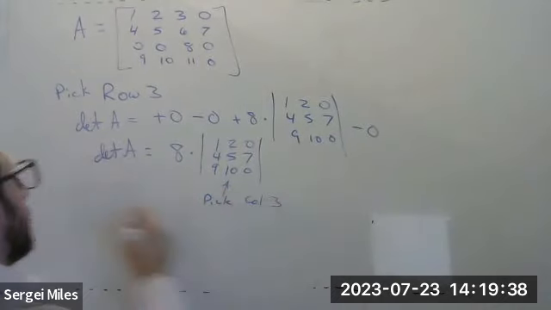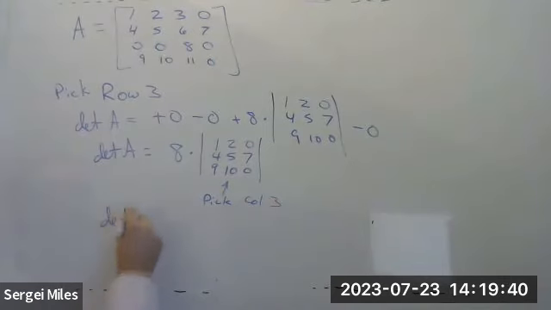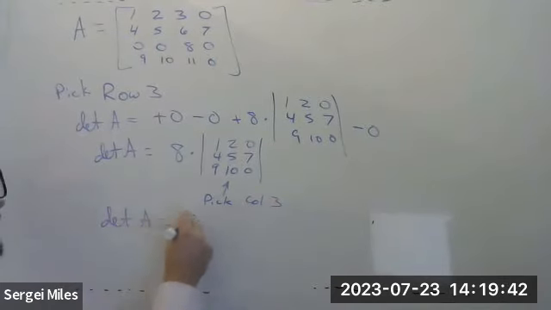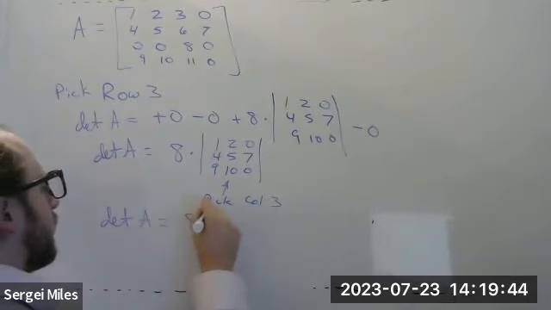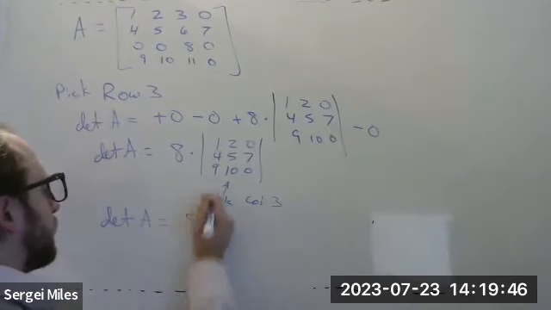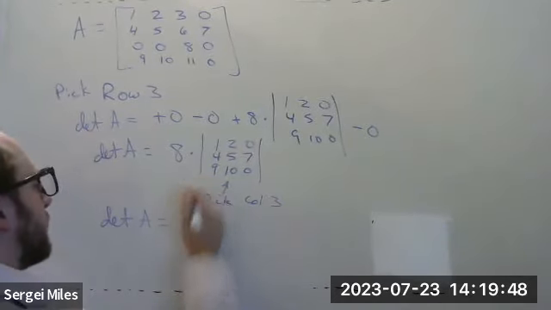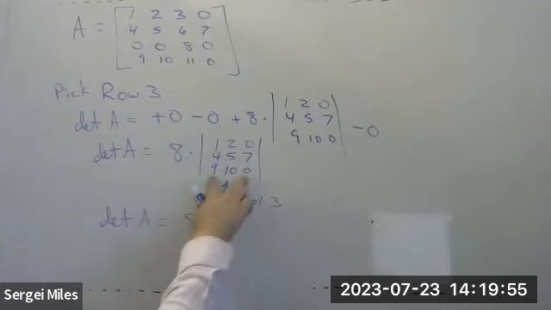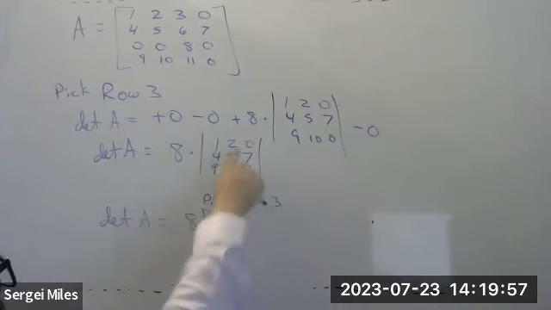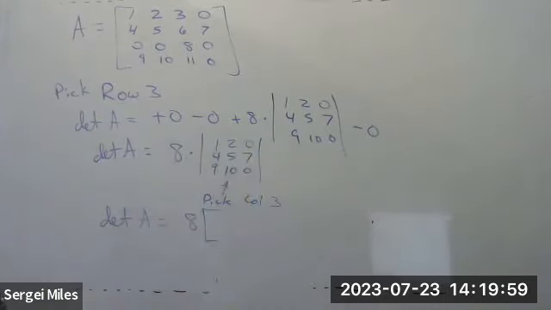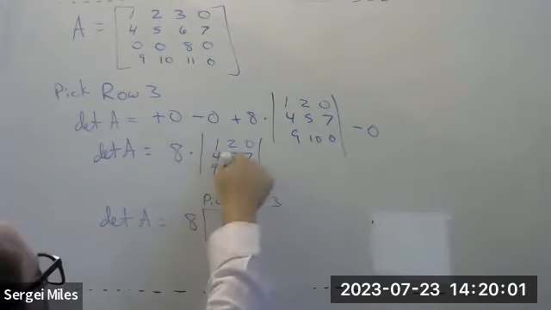Column 3. All right. So now the determinant of this matrix, we still have this 8 on the outside. I'm going to put this whole mess in parentheses. Actually, I'm going to put it in brackets just so that we don't get confused. So I have 8 times the determinant of this submatrix. I'm picking column 3. Well, I have 0 times the determinant of a submatrix, so who cares?